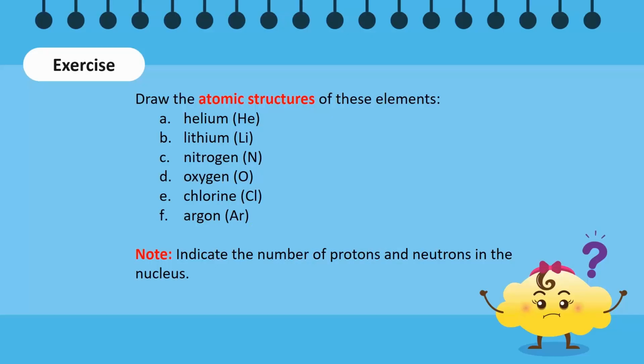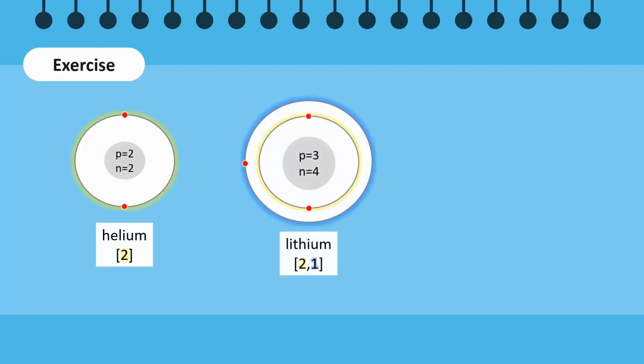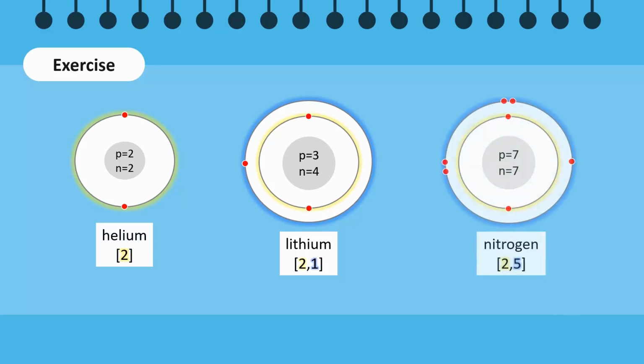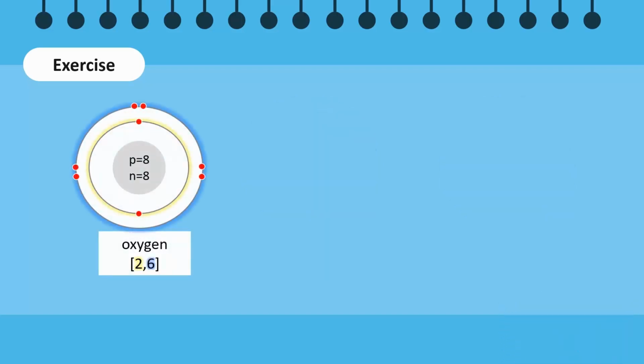Time for a quick exercise now. Helium has 2 electrons in its first shell. Its shell is complete. Lithium has total 3 electrons, 2 in the first shell and 1 in the second shell. Nitrogen has 7 electrons, 2 in the first shell and the remaining 5 in the second. Oxygen has 8 electrons, 2 in the first shell and the remaining 6 in the second shell.